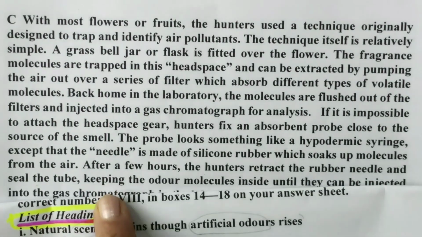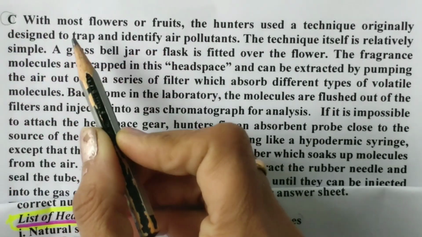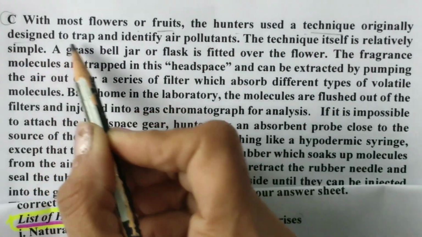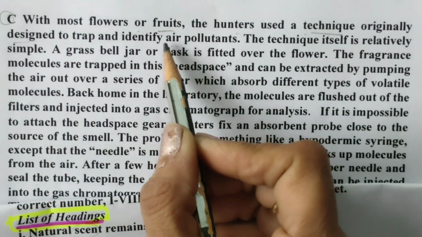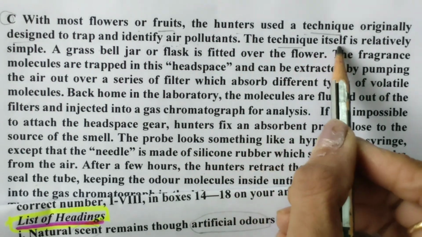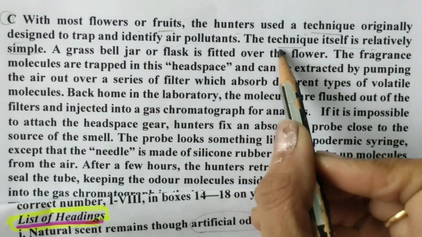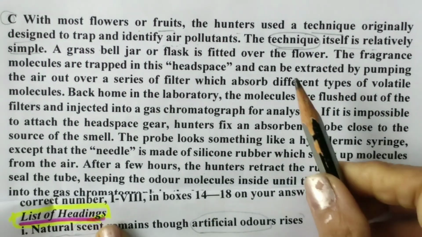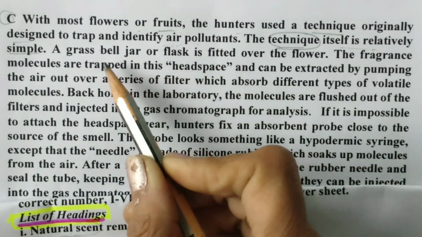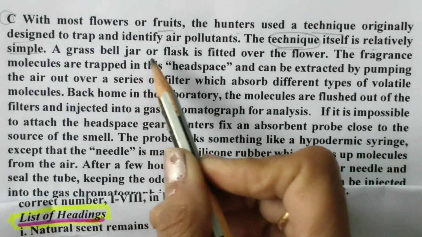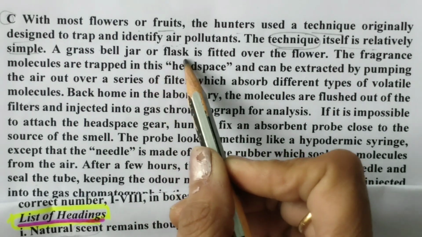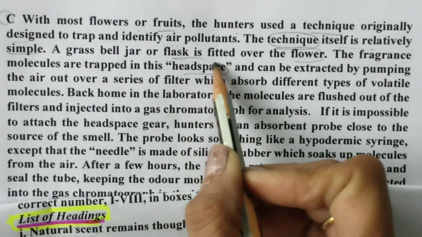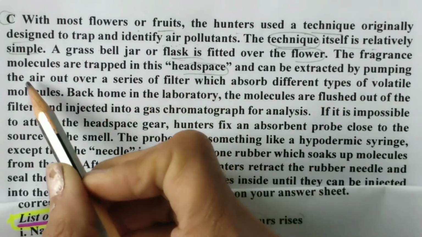Now I am showing you third C paragraph. See this. With most flowers or plants, the hunters used a technique originally designed to trap and identify air pollutants. This technique is relatively simple. I think they are talking about, but let's read a little bit more. Small sentences are there. Glass bell or jar or flask is fitted over the flower. The fragrance molecules are trapped in headspace and can be extracted by pumping the air.